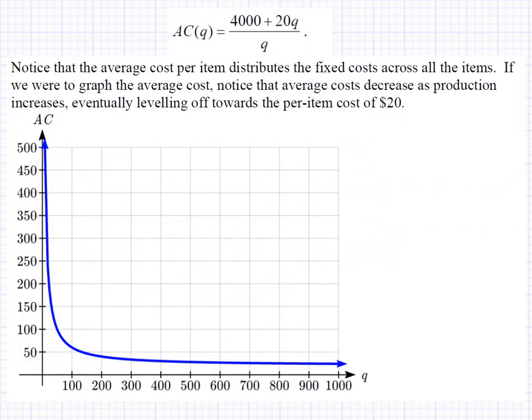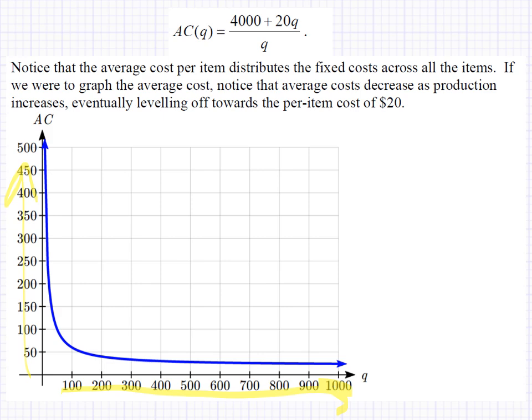Looking at this particular average cost function, if we were to graph it, which we don't know how to do yet but we will learn how to do, this graph depicts that average cost function. This axis represents the average cost. This axis represents the number of items. So the number of items is your input, the average cost is your output.